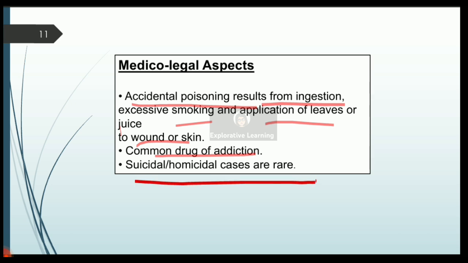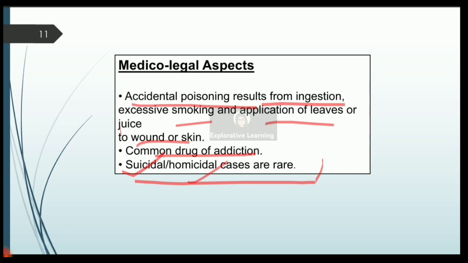Then it can be used as a suicidal or homicidal poison, but cases are extremely rare because it has certain properties which are easily detectable. So why would a culprit use it for homicide? And in the case of suicidal poison, there are better alternatives available if people want to do that, so they might not choose tobacco as a mode of committing suicide.